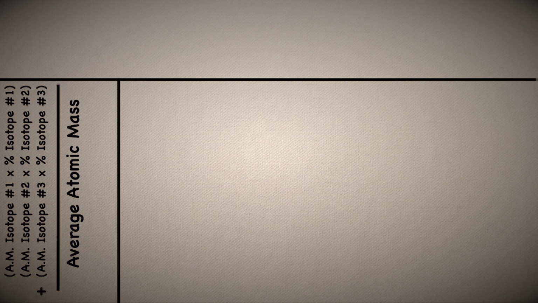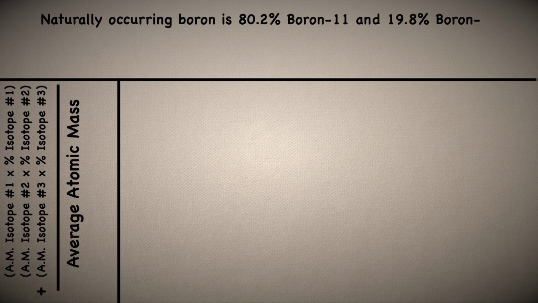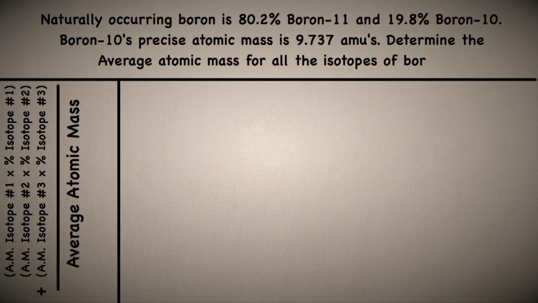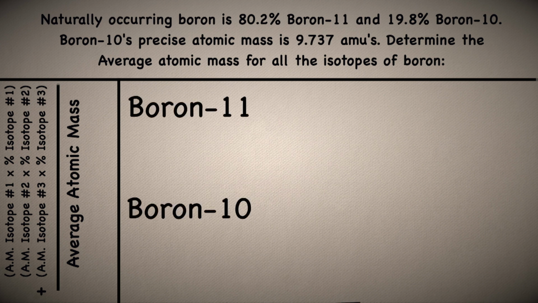So our first one is: naturally occurring boron is 80.2% boron 11 and 19.8% boron 10. To be more precise, the atomic mass of boron 10 is 9.737 atomic mass units. Determine the average atomic mass for all the isotopes of boron. So how do we go at this?